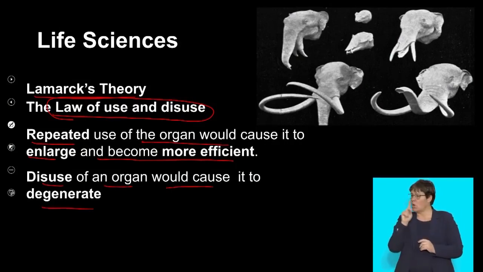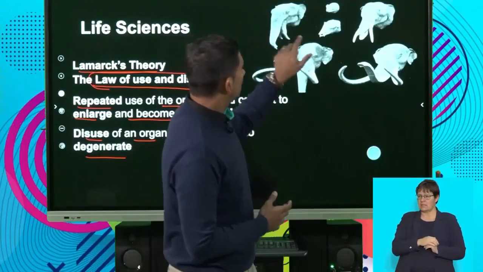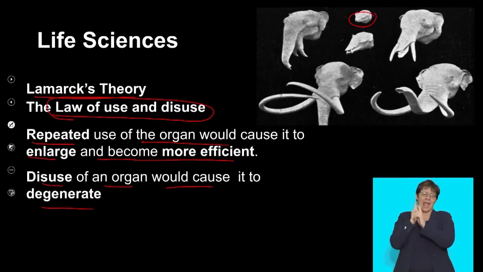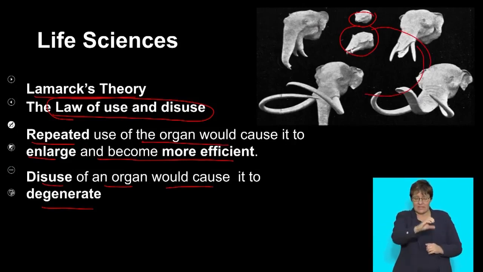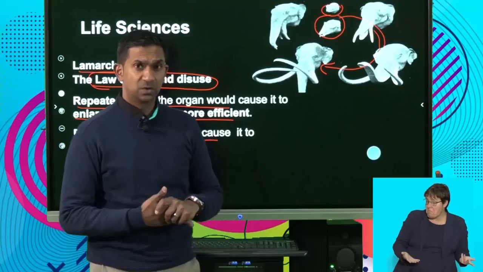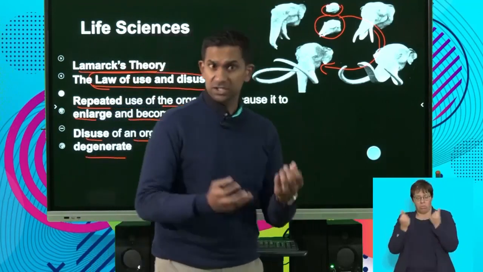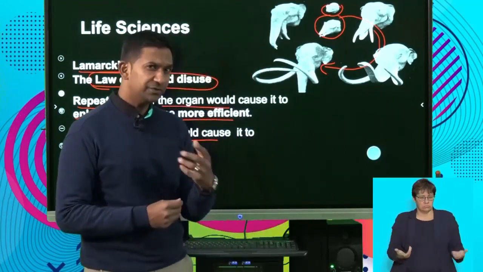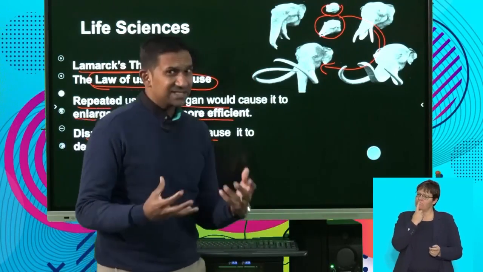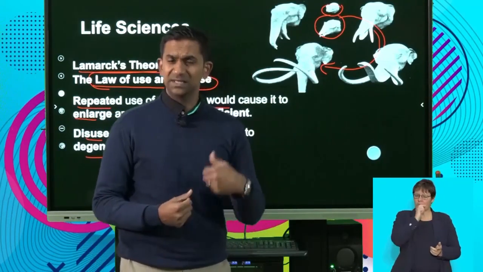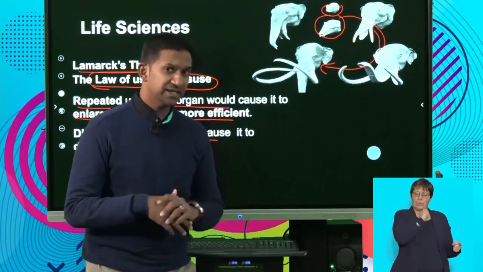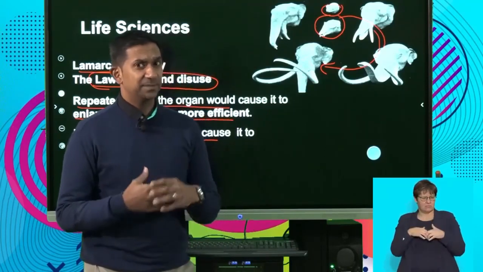Guys, if we look at these images here, we can see up here the ancestral shape of the head of the elephant, and we can see that gradually over a period of time the tusks of these elephants have become longer. So the question is, did it become longer because they used it more often? Or did it disappear because they stopped using it? And so often we think about, well, it kind of makes sense that the more we use something, the better it becomes.